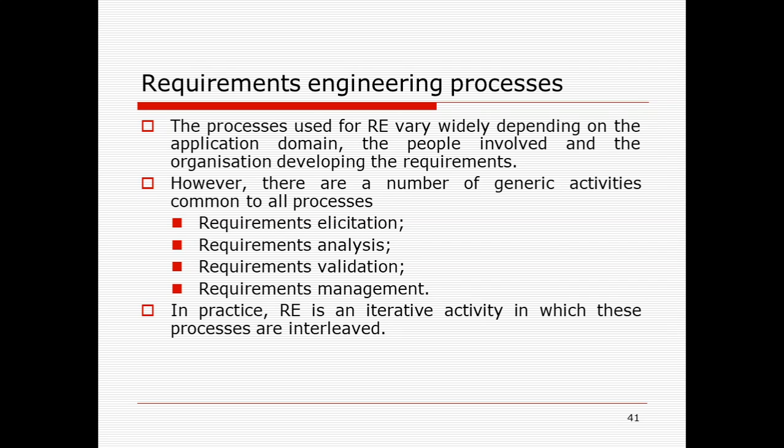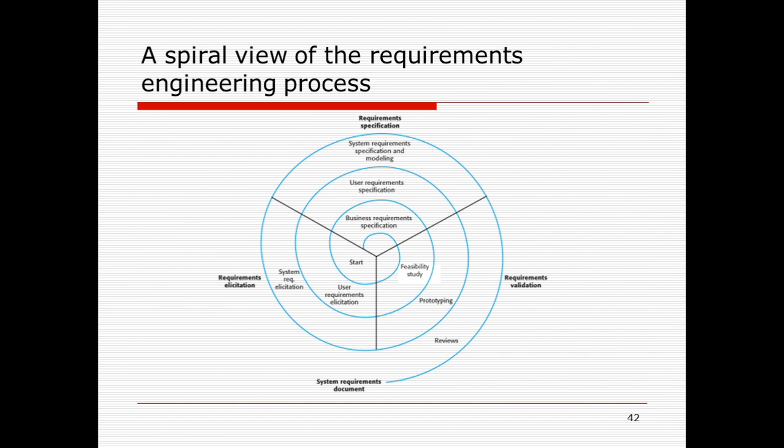In this discussion, we'll see a diagram, which is a spiral view of these activities. You can see the requirement elicitation here, requirement specification, requirement validation. The final output of this entire activity is the system requirement document.